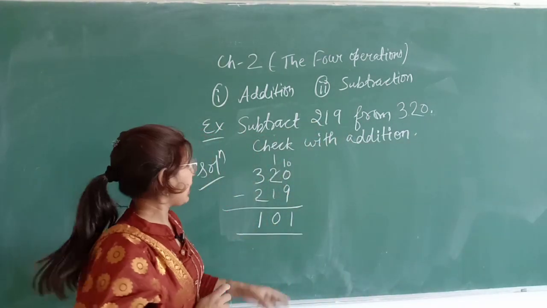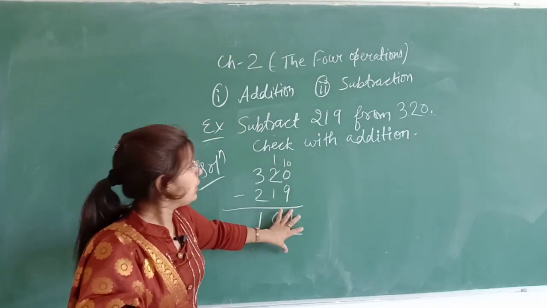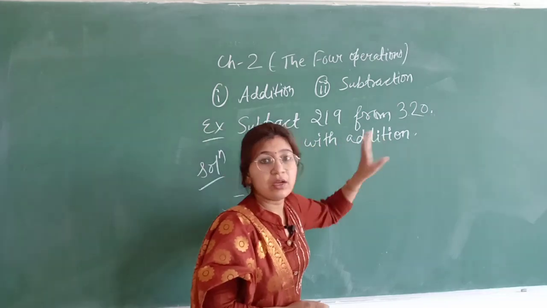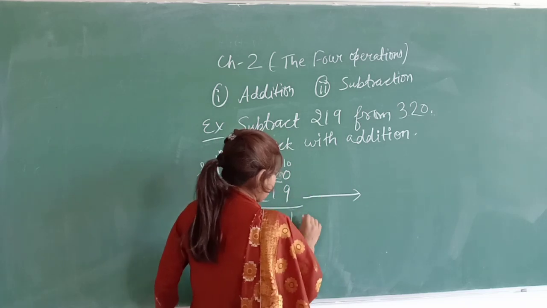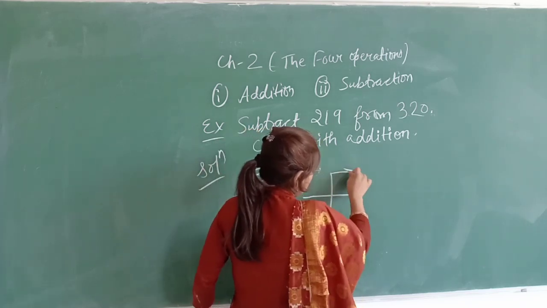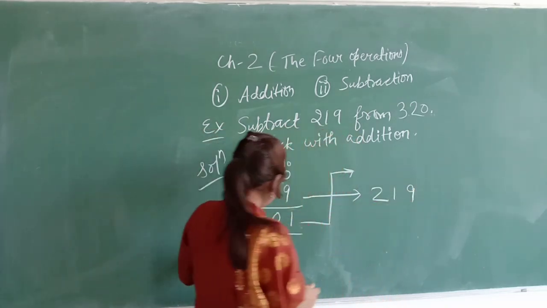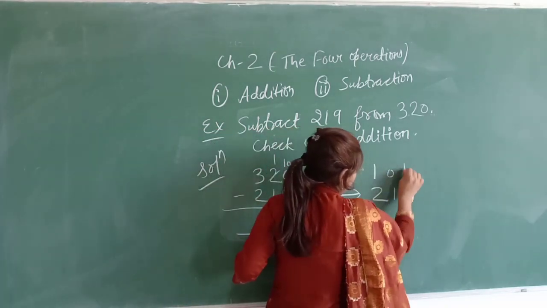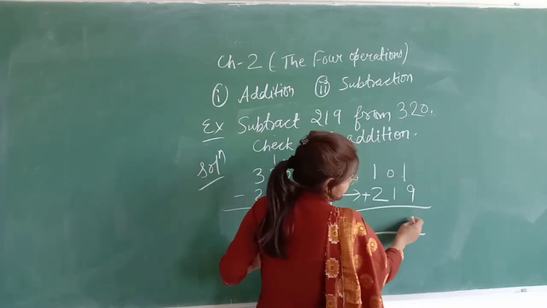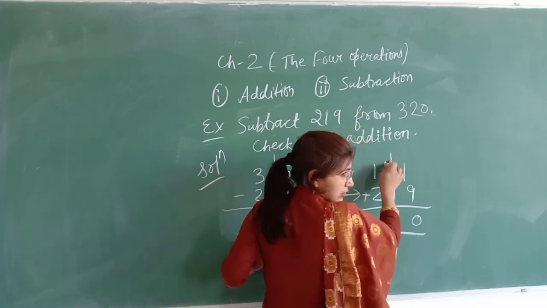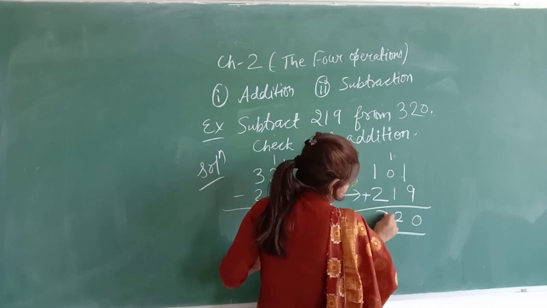But what the question asks is that you have to check whether this answer is correct or not. You have to check it with addition. For this, what will you do? You will keep this term as it is, and you have to put this term here, and then you have to add. Like see here, it is 219 and it is 101. And when you add this, you will get 9 plus 1, that is 10, and 1 is here as a carry. 1 plus 0 plus 1 will become 2, and this will become 3.